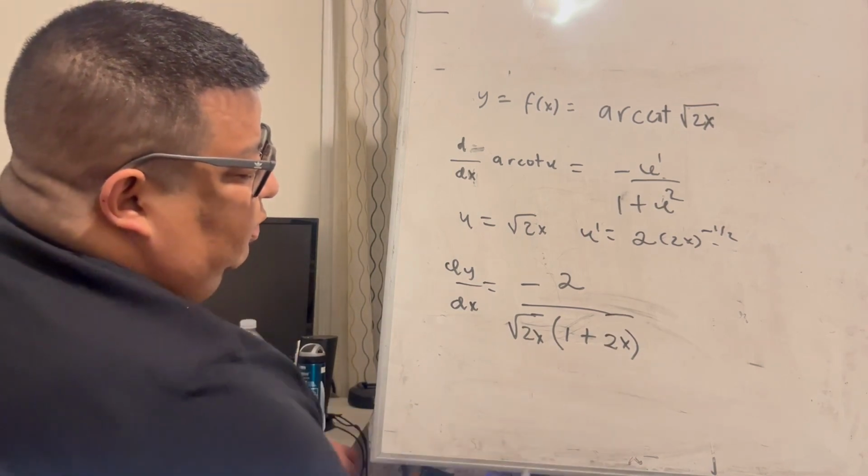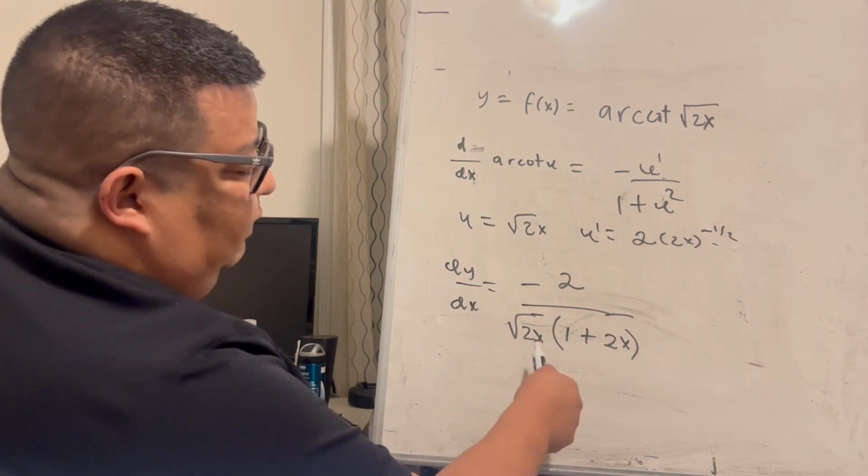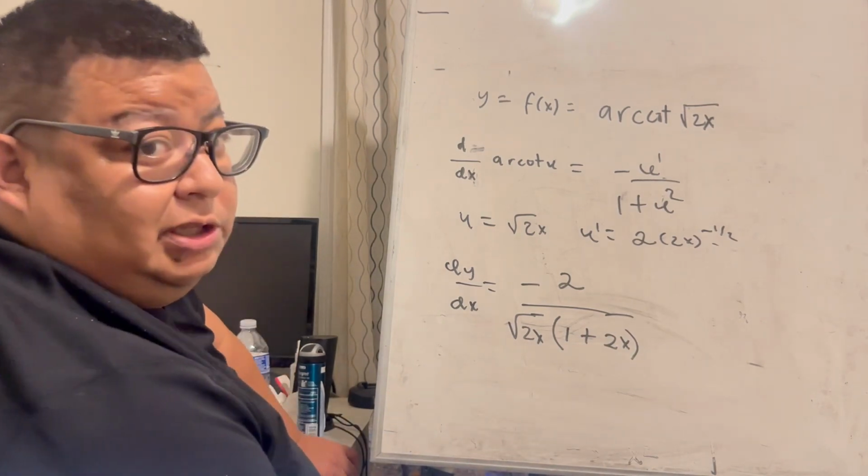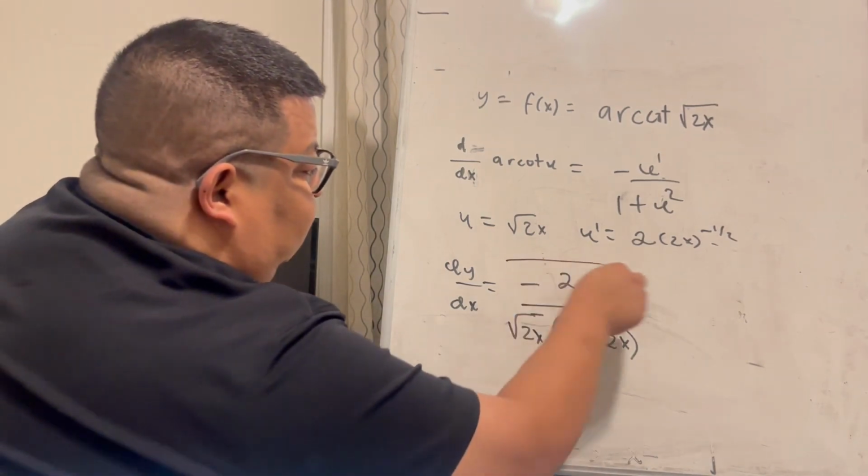We can distribute that 2x or leave it like that. I leave it like that so that way it doesn't get too messy. So this is the answer.